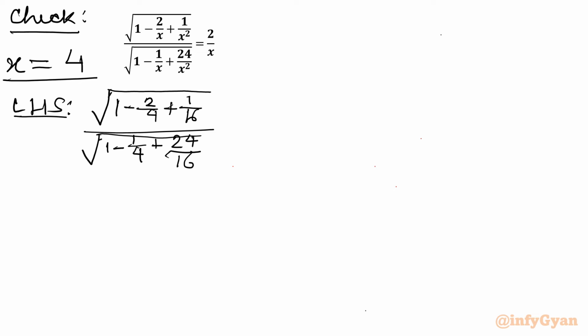And if I check RHS also, then it is 2 over x. So I will write 2 over 4. That means our solution will come out 1 by 2 from the RHS, and we should get the same from the LHS also.